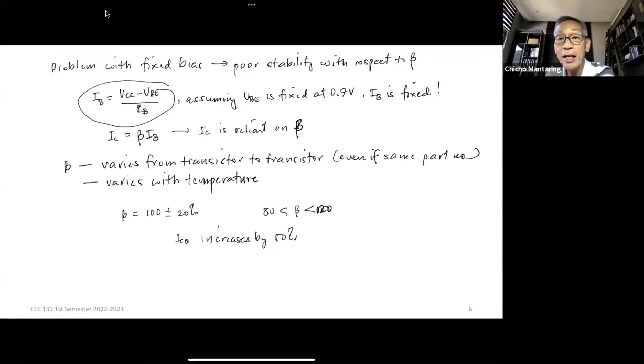A better biasing scheme would have IB changing if IC is increasing. If IC increases for whatever reason, let's say your transistor characteristics drifted and your beta increased, then you'd like IB to compensate by becoming smaller. That would be a better biasing scheme. But in this particular case, that does not happen. IB is fixed, so when beta changes, your quiescent point changes, and it can change quite significantly.